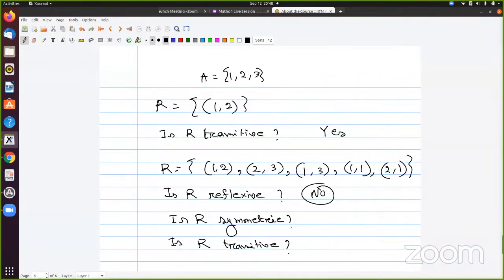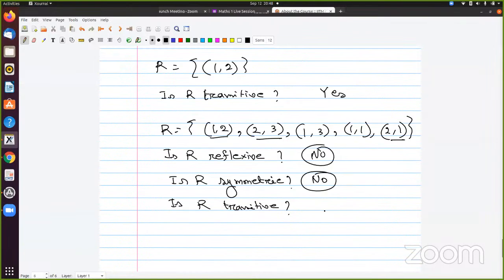Which elements are not there? (1,3) is there, but (3,1) is not there. (3,2) is not there. Exactly. (1,2) and (2,1) are there, that's fine. But (2,3) is not there, and (3,2) is not there. (3,1) is also not there. So it is not symmetric.